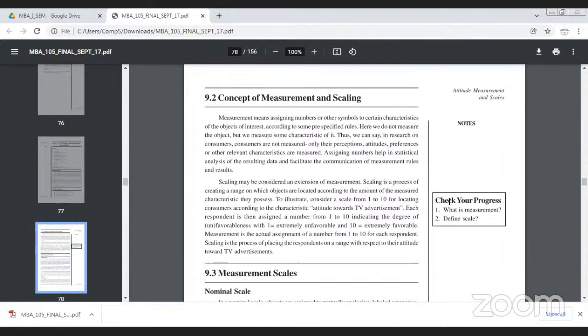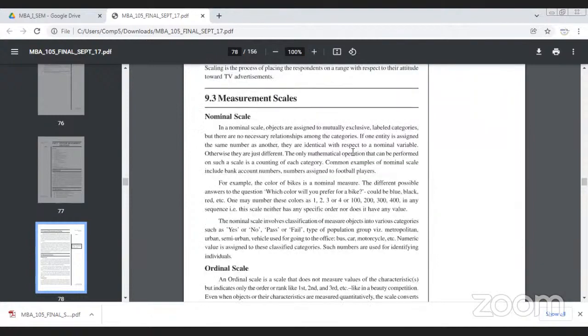Consider a scale from 1 to 10 for locating consumers according to their attitudes towards a TV advertisement. Each response is then assigned a number from 1 to 10, indicating the degree of favorableness, with 1 extremely unfavorable and 10 extremely favorable. Measurement is the actual assignment of a number from 1 to 10 to each response. Scaling is the process of placing the response on a range with respect to their attitudes towards the TV advertisement.